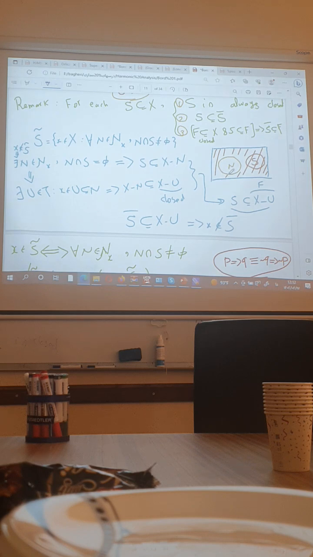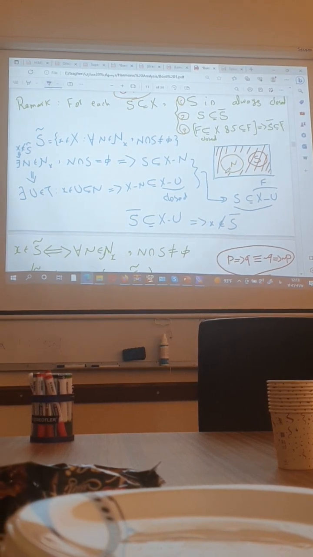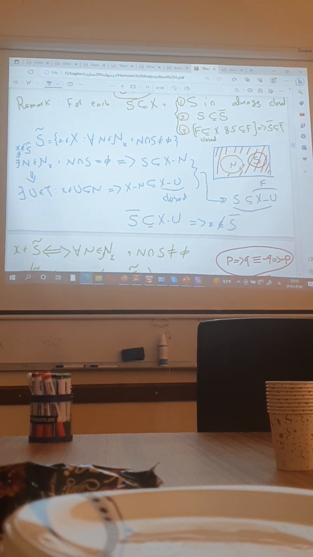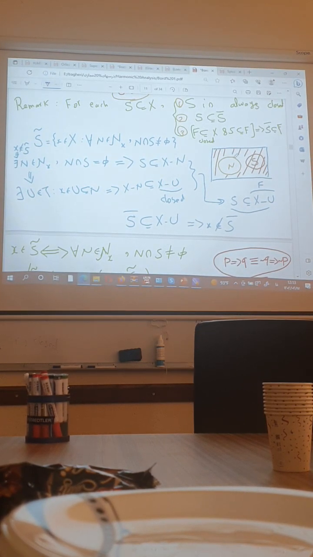Please note that if these two sets are disjoint, the intersection of n and S is the empty set, then this S must be a subset of the complement of n, okay? This is the complement of n. If these two sets are disjoint, S must be a subset of the complement of it, okay?